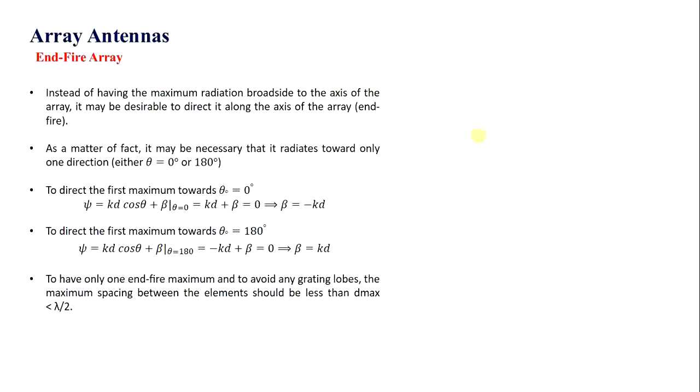Sometimes we might want the radiation to be only in one of the directions. So by these values of beta, that is the phase, we can get the radiation in that particular direction, that is, 0 degrees or 180 degrees. Whenever the spacing is a multiple of n lambda, we get radiation in an undesirable direction. So to avoid the grating lobes, the spacing between the elements in the end fire array must be less than lambda by 2. That is, d max must be less than lambda by 2.